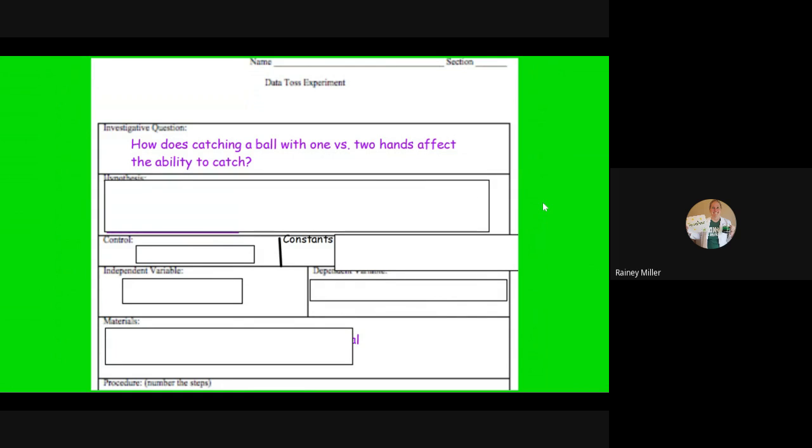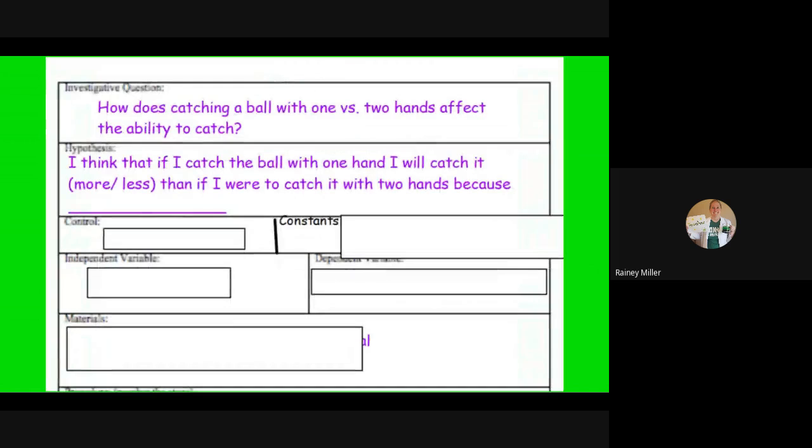So you guys might have experienced this if you play basketball, where trying to catch a basketball one-handed might be more difficult for you versus using two hands whenever you're trying to catch the basketball. Same thing if you play softball or soccer or any of those other things where you have to be able to catch. So we're going to actually explore this idea. So go ahead, take the video and pause it as you copy down the hypothesis.